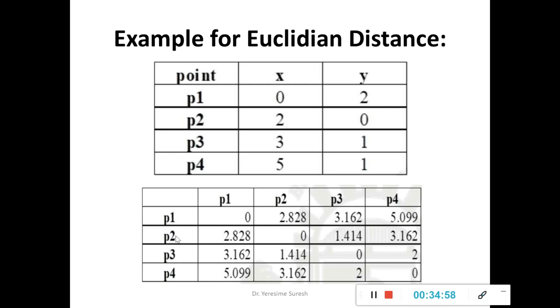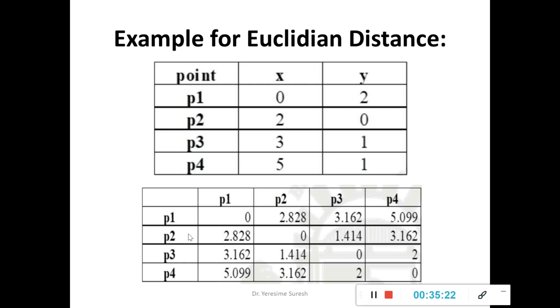So now first I'll calculate the distance between P2 and P1. What are the points for P2 and P1? x1, y1 are 0 and 2, x2, y2 are 2 and 0. First I'll demonstrate how to calculate the Euclidean distance between one pair of points, say for example P2 to P1, and you can repeat the same process for all the other points.